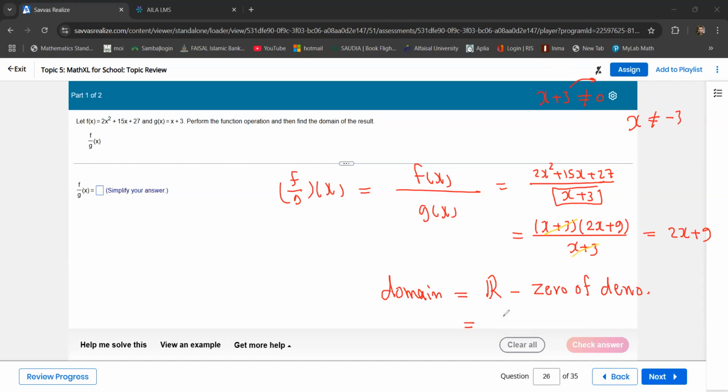So how can we show this? We say all real numbers except, and we put negative 3 between braces. This will be the domain. Or we can show it as an interval from negative infinity to negative 3, union from negative 3 to infinity. So very simple. Put f up, put g down, do factoring, do simplify. After that, the domain will be all real numbers except zeros of the denominator.